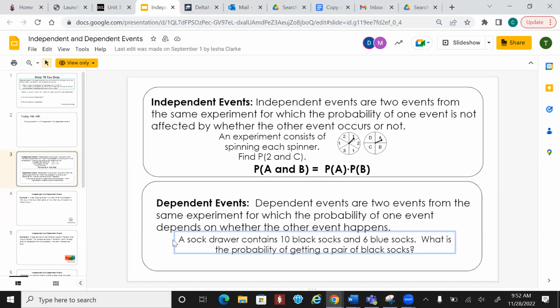Dependent events are two events from the same experiment in which the probability of one event depends on the other. Ready? A sock drawer contains 10 black socks and 6 blue socks. What's the probability of getting a pair of black socks? That means that the first pick is going to affect the next pick.